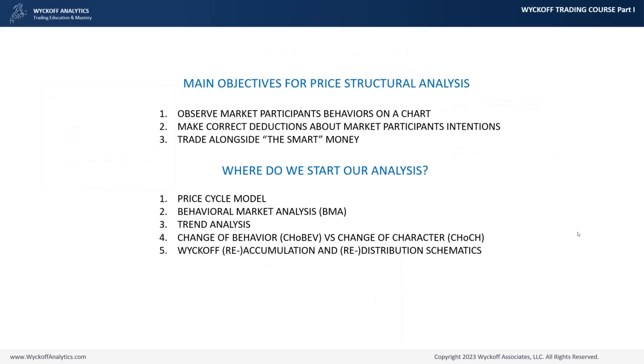All right, let's continue with our price structural analysis. So our main objectives for the price structural analysis are, first of all, observe how the market participants behave on the chart. And then we want to make the correct deductions about their behaviors and behind their intentions. And then we want to trade alongside this smart money, right? So obviously the question becomes as to how to identify the smart money on the chart.